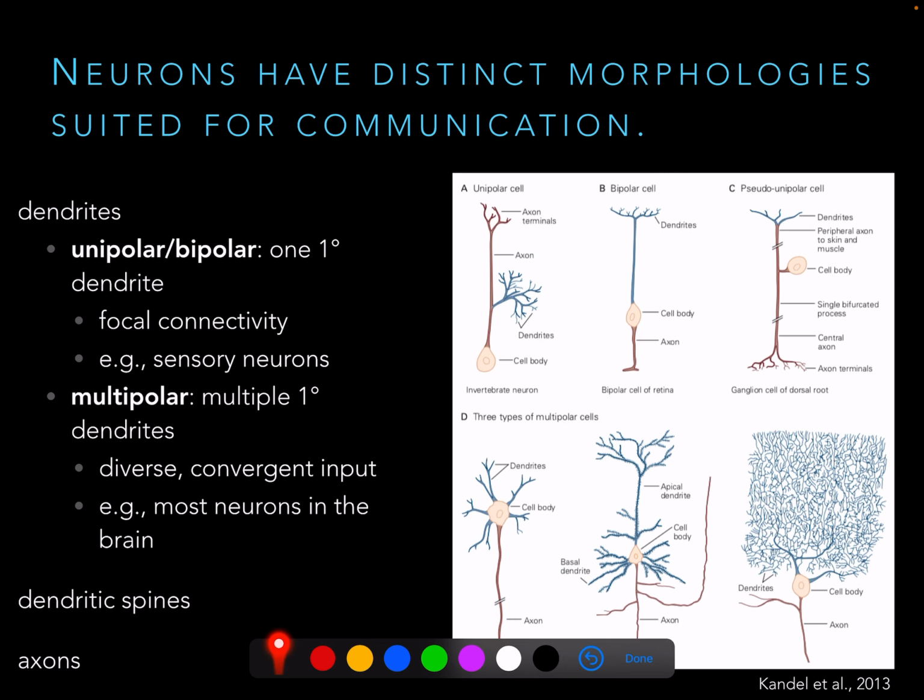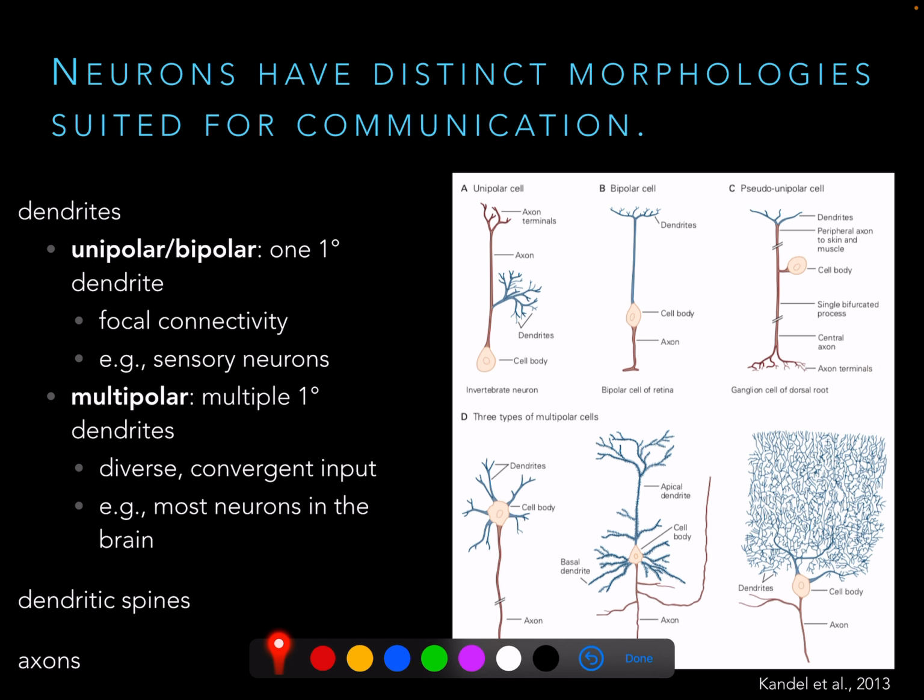Now, neurons communicate in different ways because they have different morphologies. Some neurons are pretty simple. They're just relays. Unipolar cells, for example, which insects have, we don't have them. We do have bipolar cells. We find them in the retina, for example, and pseudo-unipolar cells, which we find in the dorsal root ganglia. So these innervate our skin, muscles, joints, so we can feel things in our body.